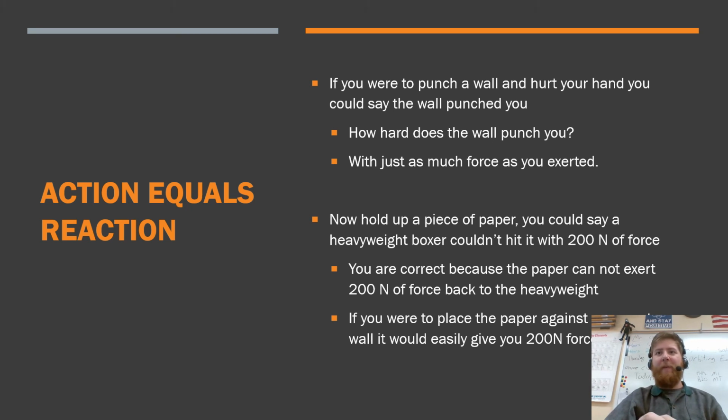Now hold up a piece of paper. And you guys could do this after this lecture, but you could say that a heavyweight boxer couldn't hit this piece of paper with 200 newtons of force. You're correct, because the paper cannot exert 200 newtons of force back to the heavyweight. It would rip, tear, move. But if you were to place this paper up against a wall and give it 200 newtons of force, it could very easily return the favor.